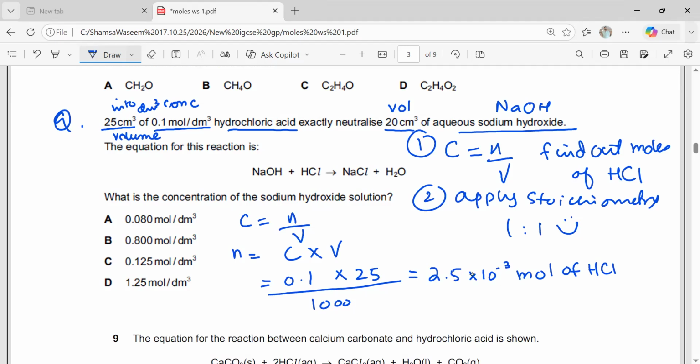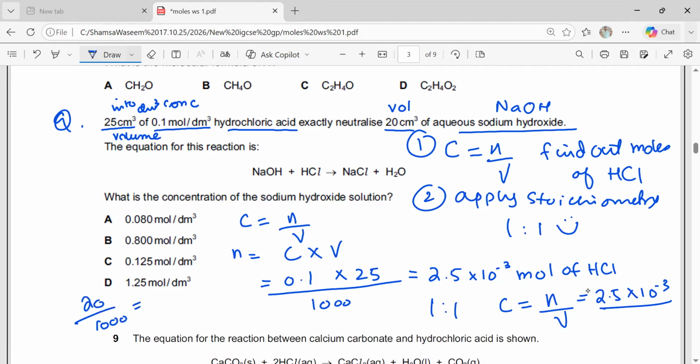Ambreen, Tuba, Anya, is that clear? Yes. Now what we will do, apply stoichiometry, right? So 1 mole of hydrochloric acid is reacting with 1 mole of sodium hydroxide. So the ratio is 1:1. Therefore, sodium hydroxide moles will also be the same. So now we are going to calculate the concentration, which is equal to n upon V. Moles are 2.5 into 10 raised to the power minus 3, upon volume, which is 20, so 20 divided by 1,000.